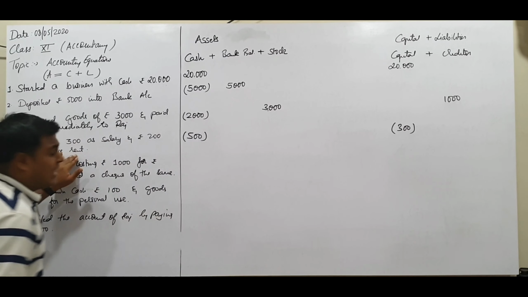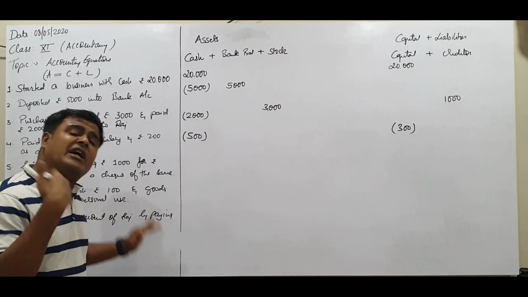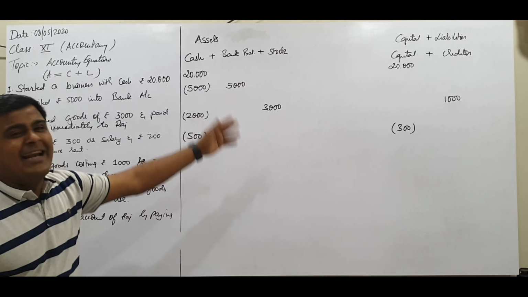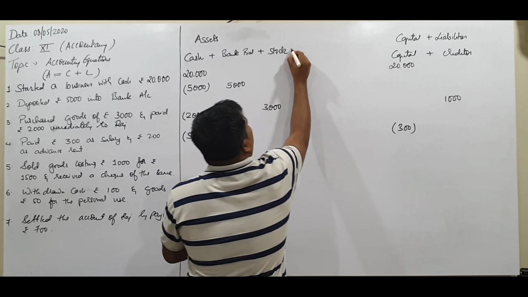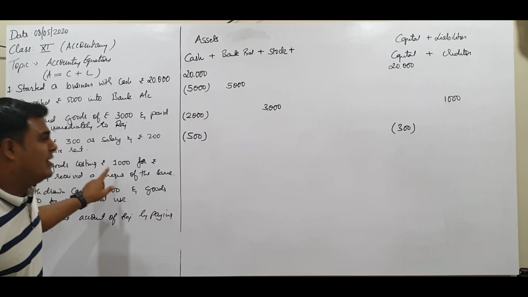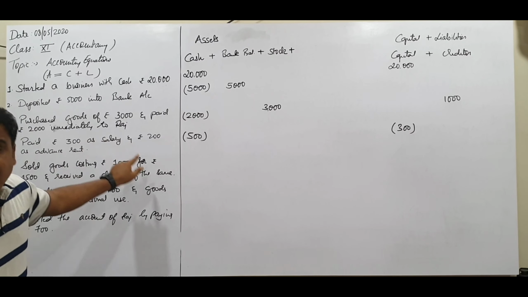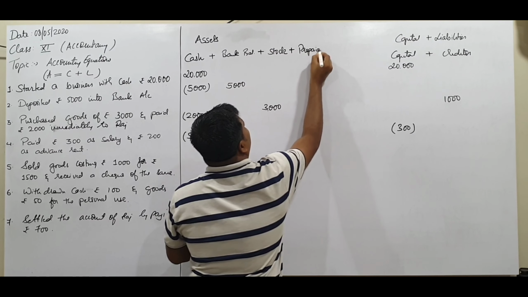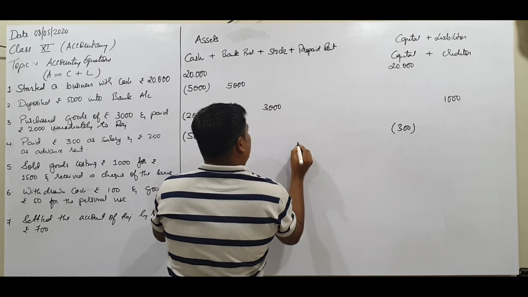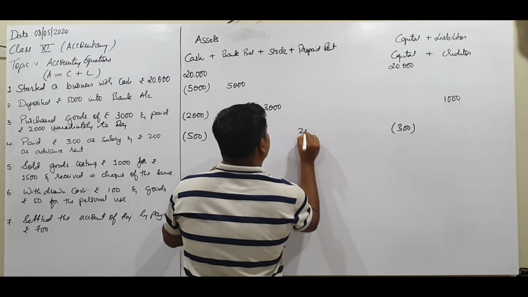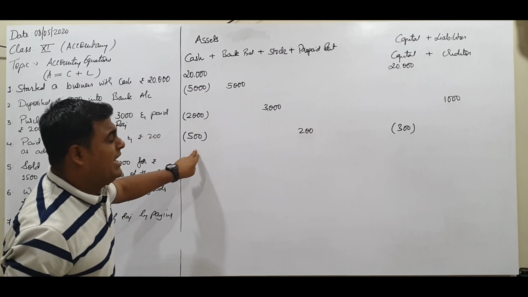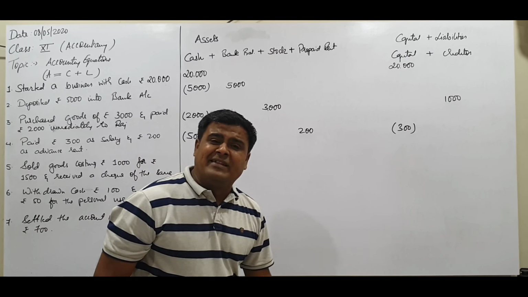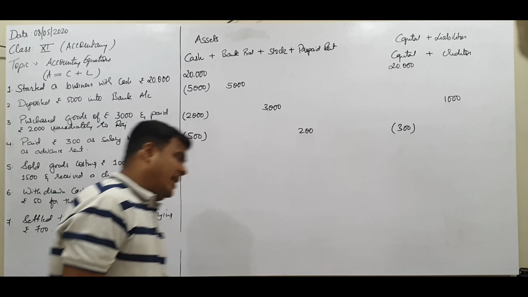Advance rent is paid in advance for the coming year, which is a good sign, and whatever is a good sign is an asset for the business. So I am writing here one more account, that is advance rent or prepaid rent. I will use the word prepaid rent, that is rupees 200. So let us see the net effect. Net effect is minus 300 on the asset side, and on the capital plus liability side also minus 300.